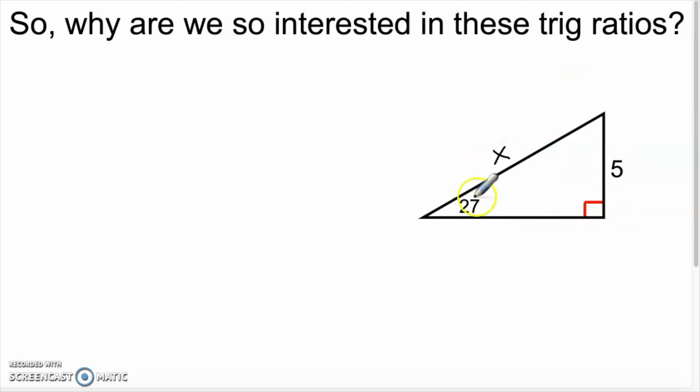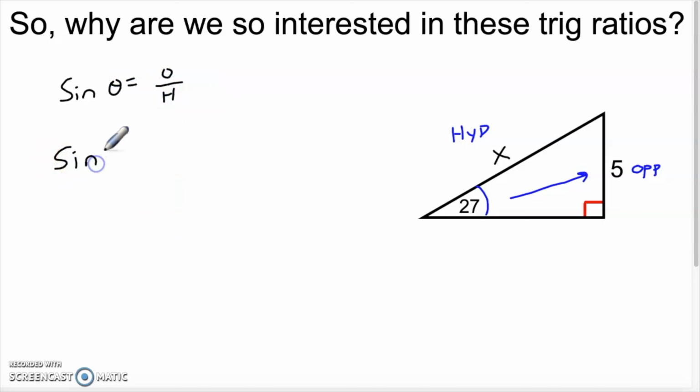If this is the angle I'm talking about, then this is the opposite side, the one that is across the triangle from it. And this, of course, is the hypotenuse. So which of those three trigonometric functions can I use with an opposite and a hypotenuse? Well, that would be sine. The sine of an angle is the opposite over the hypotenuse. So I can say the sine of 27 is the opposite side, 5, over the hypotenuse, x.